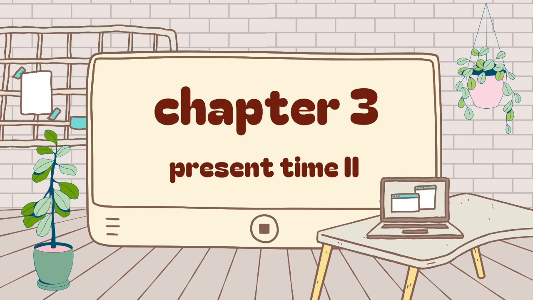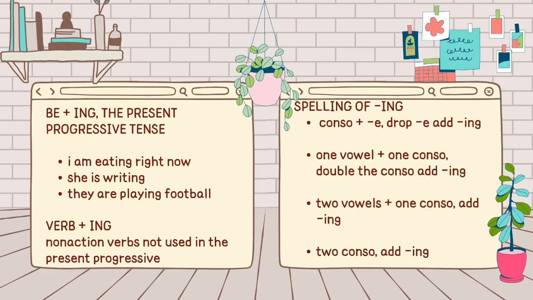Chapter 3, Present Time Part 2. Using be plus ing. I am eating right now. Verb plus ing. Non-action verbs are not used in the present progressive. Spelling of final ing. Consonant plus final e, drop the e and add the final ing. One vowel and one consonant, double the consonant and add the final ing. Two vowels and one consonant, add the final ing. Two consonants, add ing.